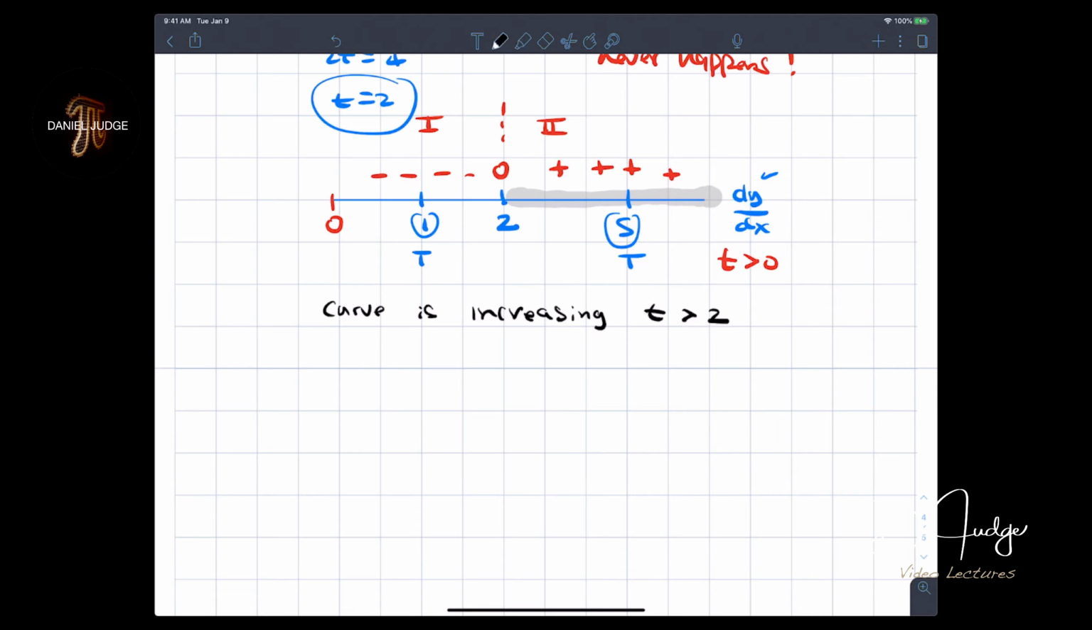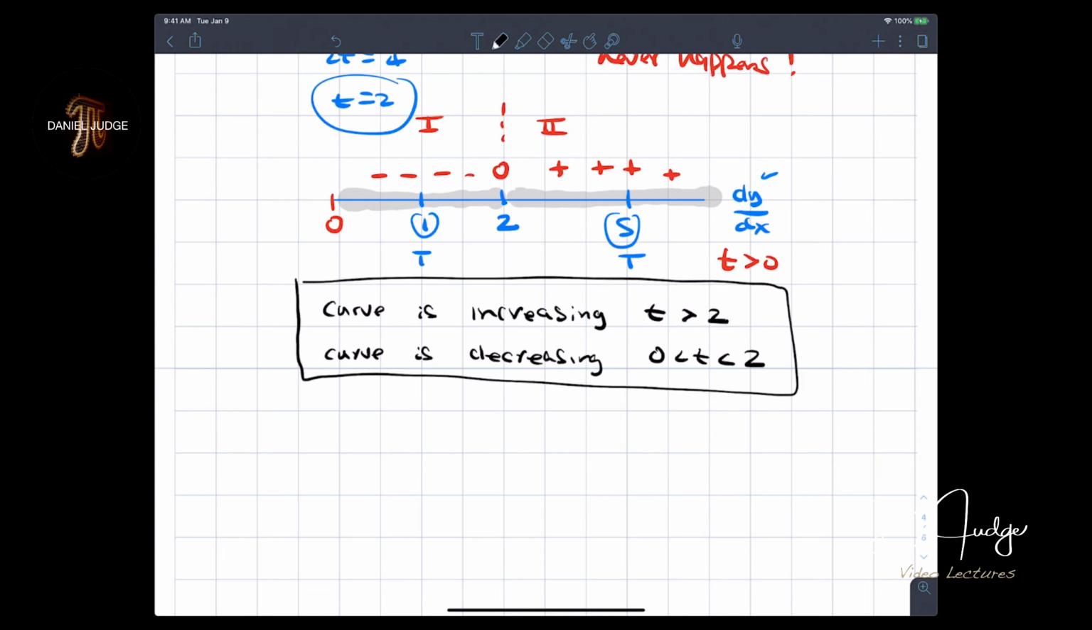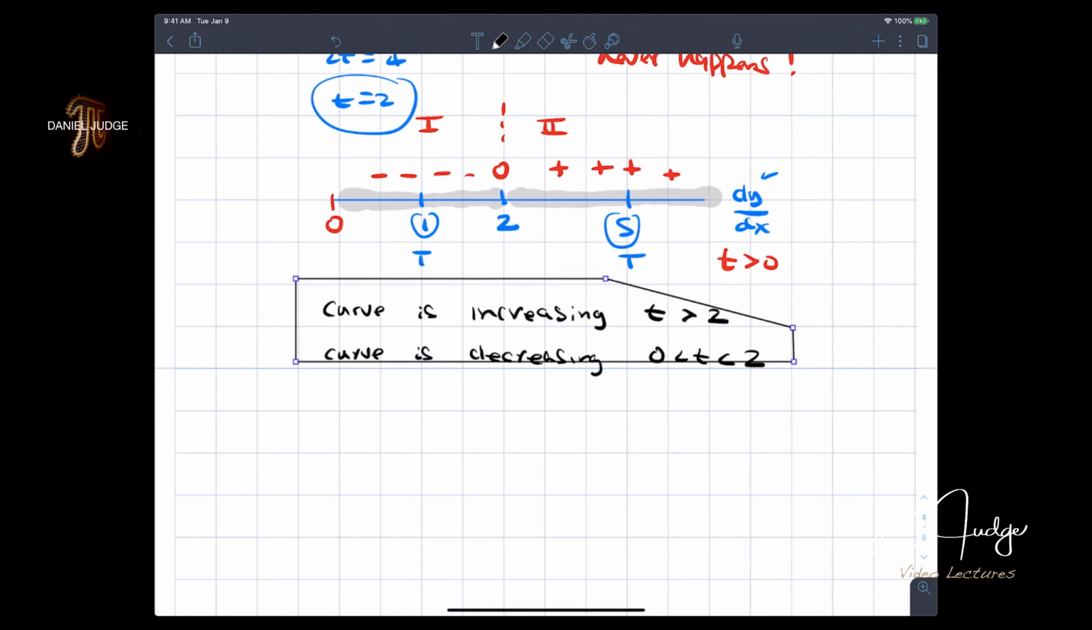And then you can also say the curve is decreasing. And you say, when's the curve decreasing? Well, for values between 0 and 2, right? You have to be between the 0 and 2. These are t values, parameter values. And that's pretty much it. That's it for the first derivative.